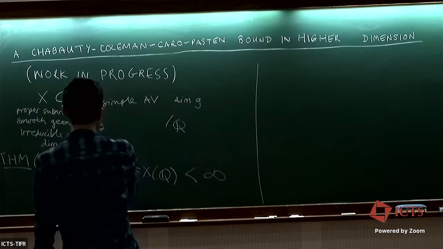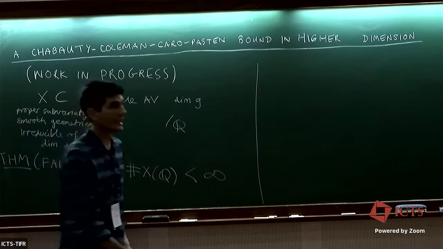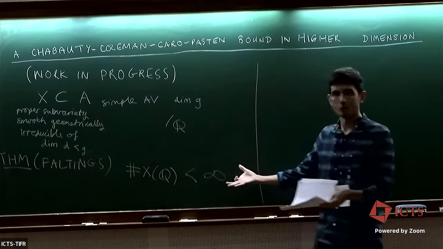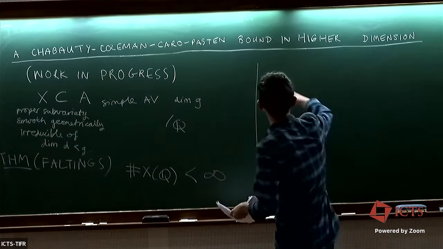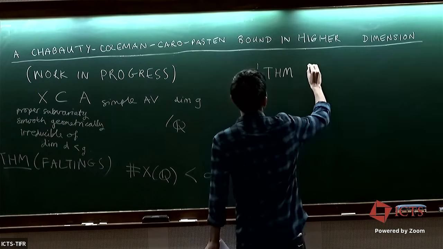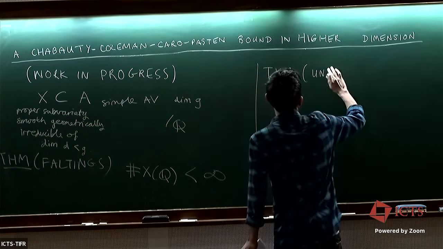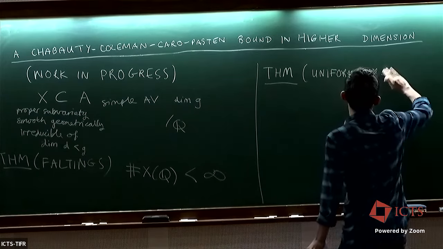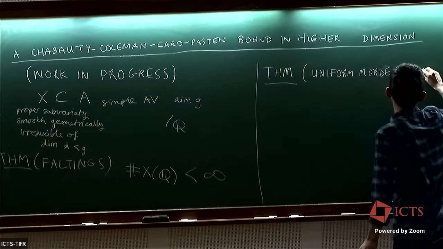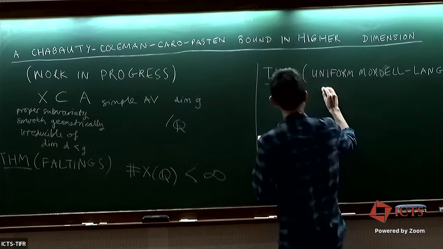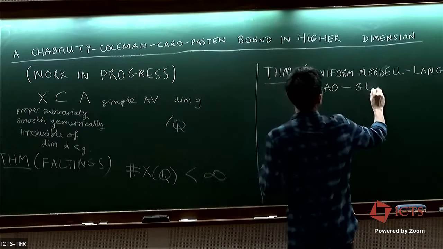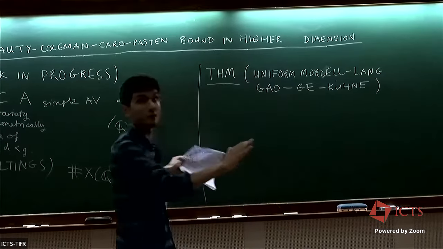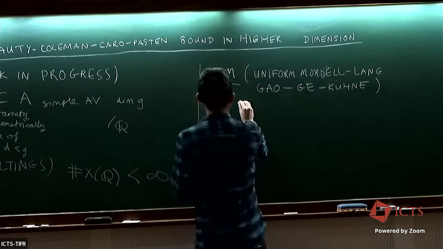So before I get to Caro and Pasten's work, I'm going to describe some more general context on the problem. So I want to talk about bounding the size of this. And I should say that the best known general result we have, which does build on work of other people following on from Faltings, coming up with explicit estimates, but now we have this optimal result, which is a special case of something called the uniform Mordell-Lang. This is an amazing theorem of Gao, Ge, and Kühne. So what they do is actually much more general than this. This is just a special case of their results.